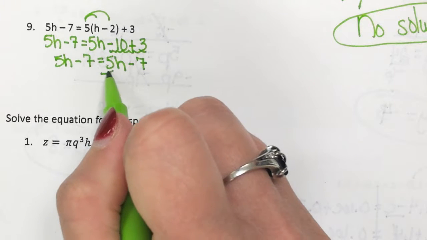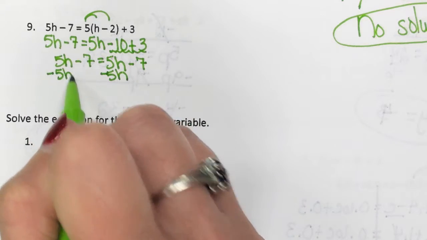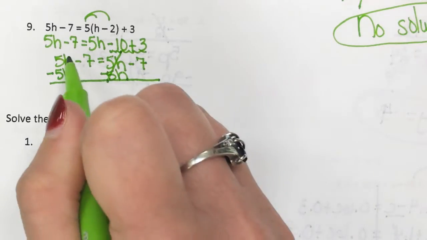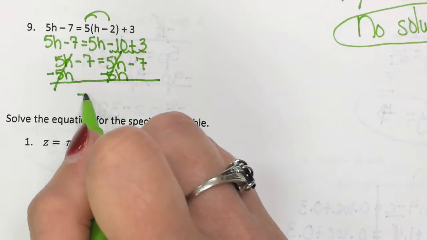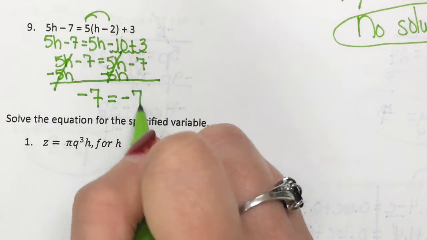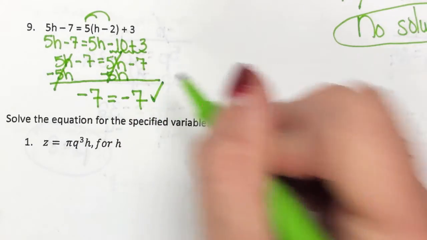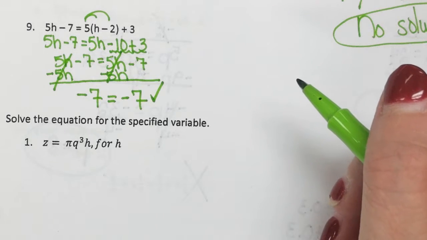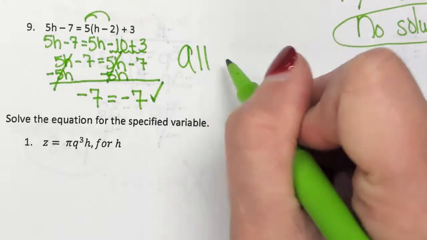Subtract the 5h. Some of you really didn't even need to subtract it because you already see something. They cancel, right? Yep. Is that true? Does negative 7 equal negative 7? Yes, that is true, okay? So do you remember what we call it if it is true? All real numbers. Very nice job.